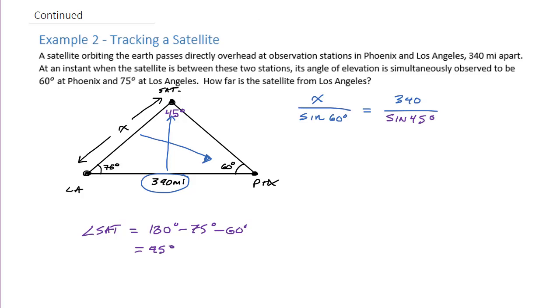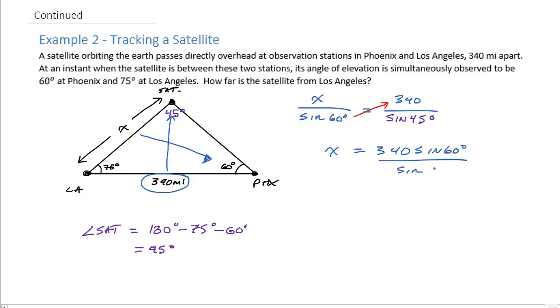Okay, so we got a proportion again. We can just multiply both sides by sine of 60, which basically just does the cross product, which just means it multiplies across like that. 340 times sine of 60 divided by sine of 45. Put that all into our calculator. And just to save time, I already got it calculated, and I got the distance as approximately 416.4 miles. There you go. Just a quick sine law question.